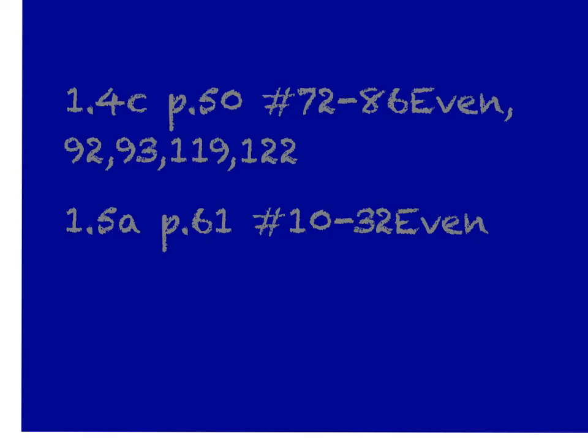Write those out. For domain, if it is a fraction, what do you do? You set the denominator what? Not equal to 0. If it's a square root, what do you do? You set the radicand what? Greater than or equal to 0.